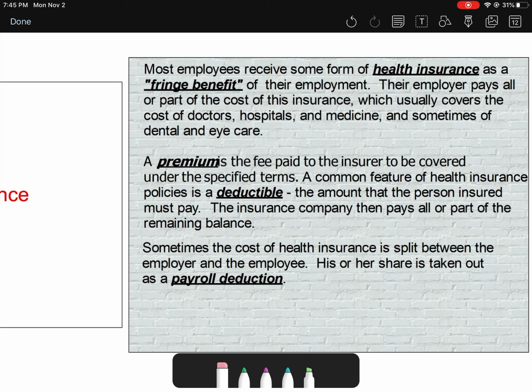Sometimes the cost of health insurance is split between the employer and the employee. His or her share is taken out as a payroll deduction. Another example of a deductible: if I have a $500 deductible on all my medicine, I have to hit that amount, and then the insurance will pay everything after with a certain percentage.